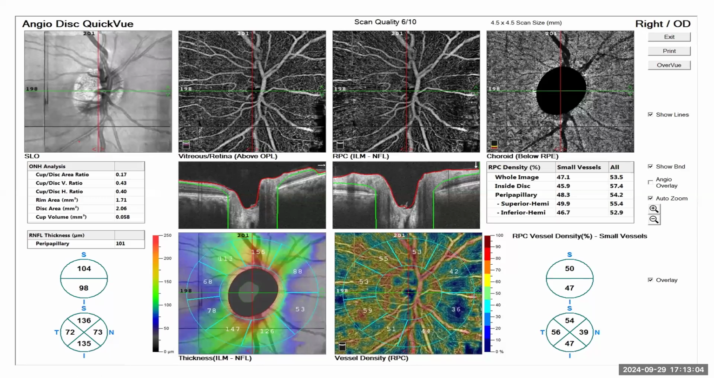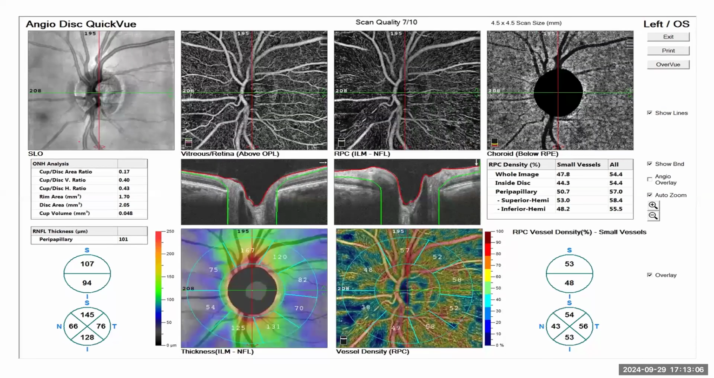All right, so I'll take you to the other eye. This is the left eye. The vessel density here for the inferior part is 53. Here is 54 for superior. So if I judge with 50 or 52, it's above board. Now, nasally is 43, and temporally is 56.